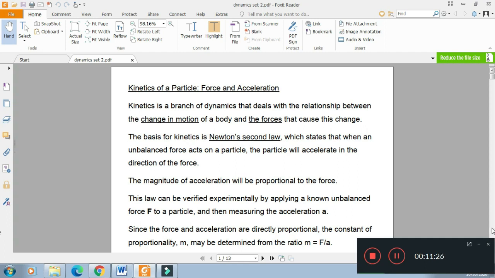Now this law is determined experimentally. It can be proved experimentally. When there is an unbalanced force, it results in acceleration. If the forces cancel out, then there is no acceleration. The object remains at rest, or it moves with a constant velocity.